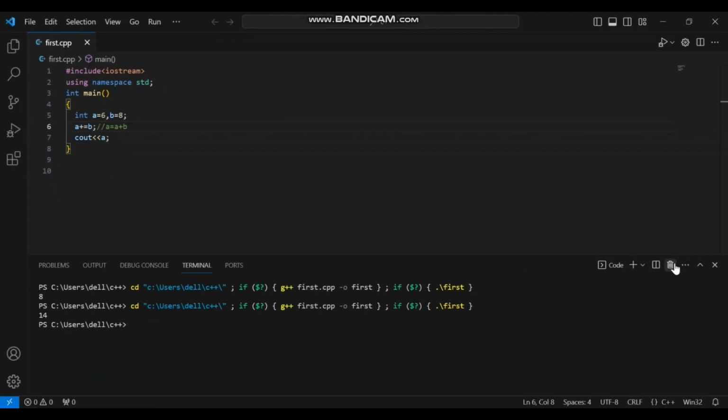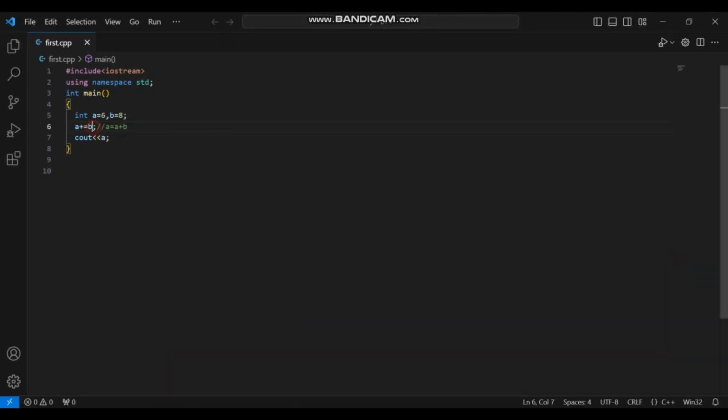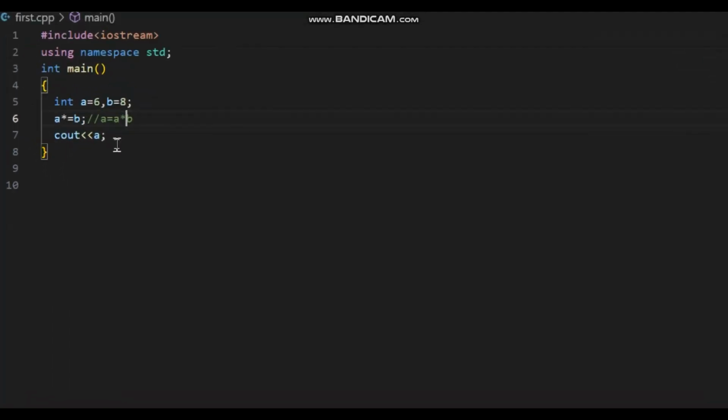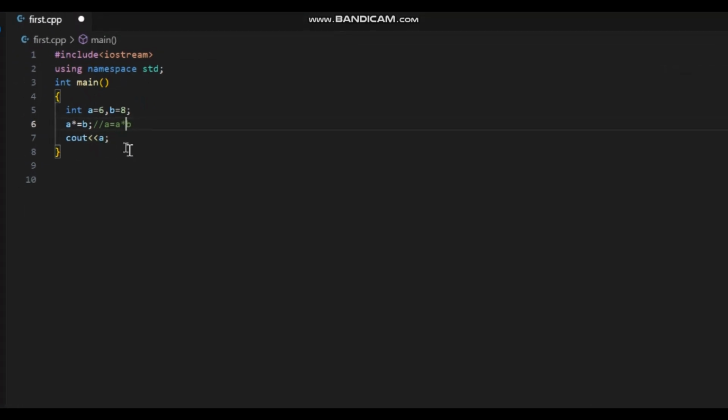Same like multiplication and division also. If you write A into equals to B, the meaning is A equals to A into B. First A into B is 6 into 8, which is 48. 48 will be shifted into A. You will get the output as 48 here.